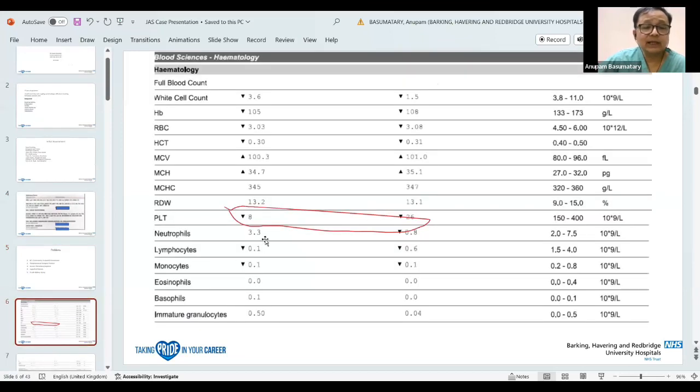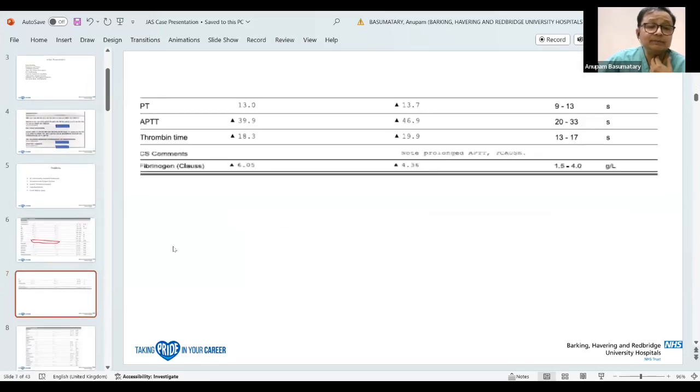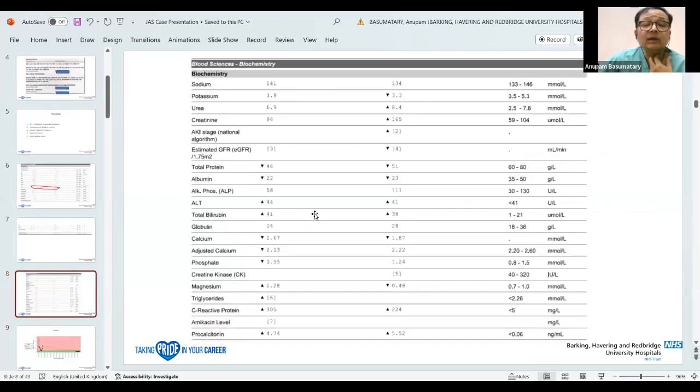Some of the bloods I just wanted to show to our audience here again confirm the platelet count. Subsequently, his clottings are normal. I know this is a little busy slide. But again, I would like to point out that his urea and creatinine are very high. You can see the bilirubin is high as well.